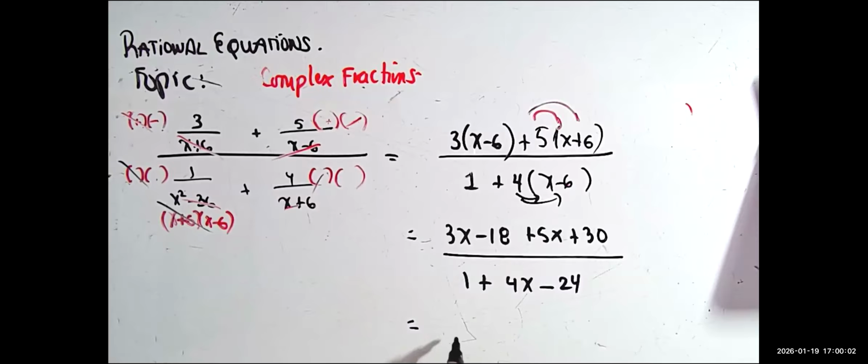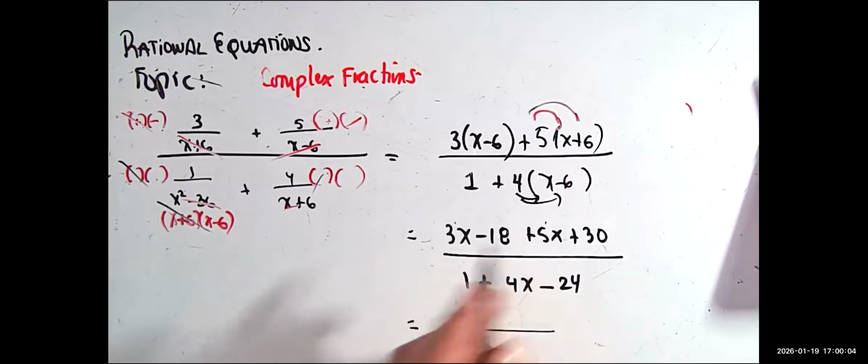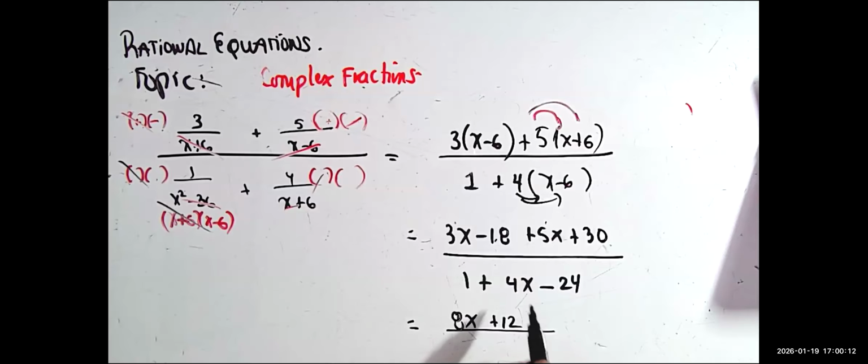Let's see, what do we have? 3x plus 5x, 8x, 30 minus 18, that would be 12. In the denominator, I have 4x, 1 minus 24, minus 23. We can leave it like this. We can factor out 4 from the numerator, but we cannot do anything with the denominator. So that will be your final answer.